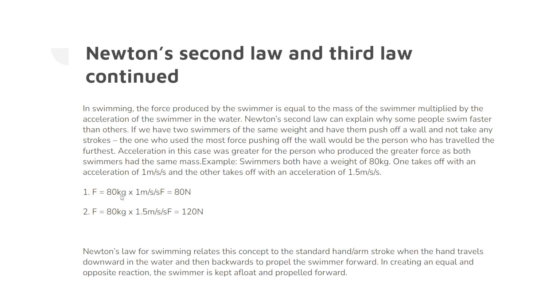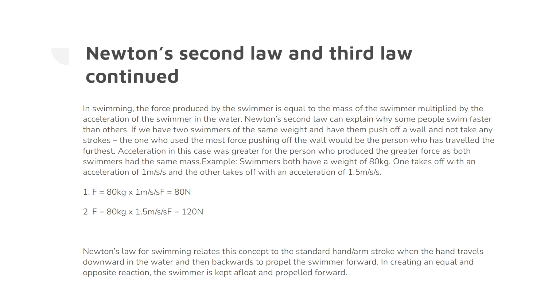So, F equals 80 kilograms times 1 meter per second equals 80 newtons of force. And person 2 has 120 newtons of force. So that shows that obviously person 2 pushed off the wall with more force, 40 newtons to be precise.